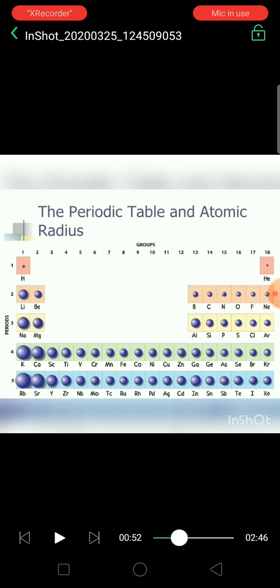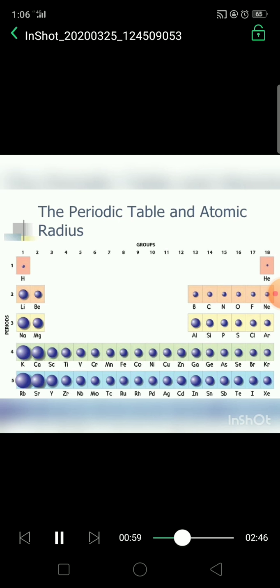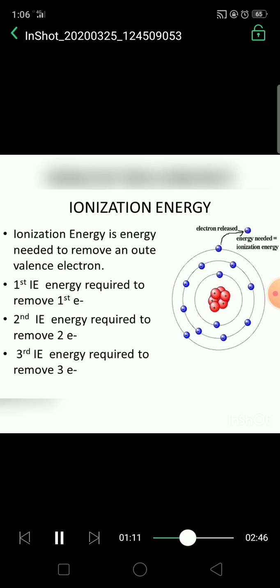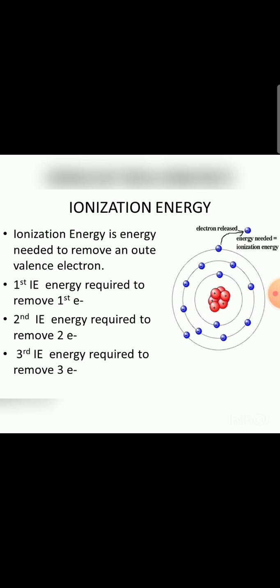So next you can see the periodic table and the atomic radius trends. Now you have understood, I think. I hope you have understood the periodic table trend for the atomic radius. It goes on increasing down the group and decreasing across the period. If you keep this ball structure in mind, then it will be easy for you to remember the trend in atomic radius. So coming to ionization energy.